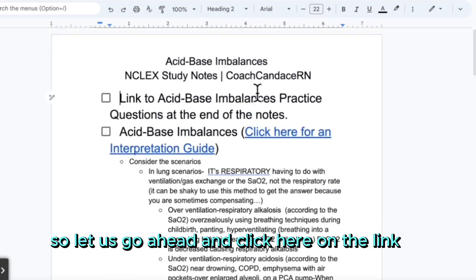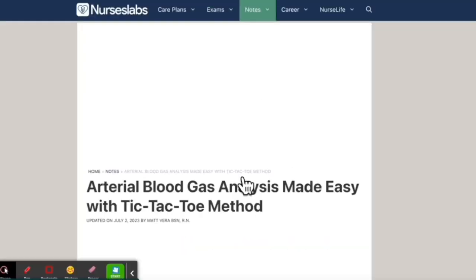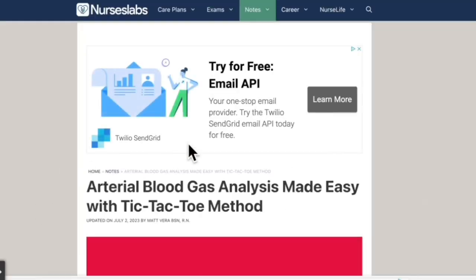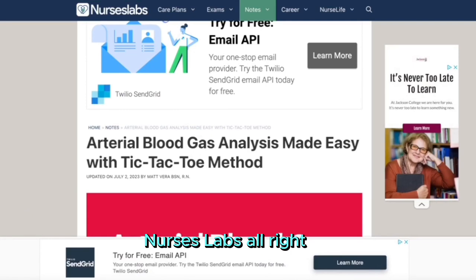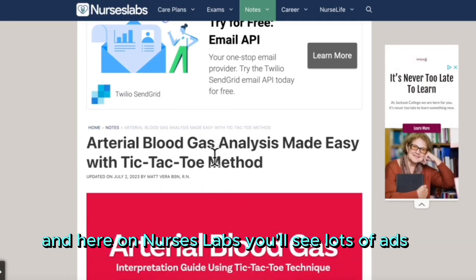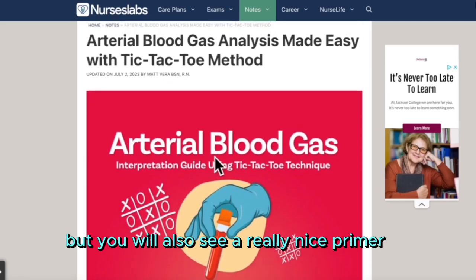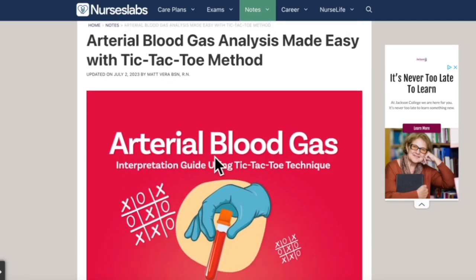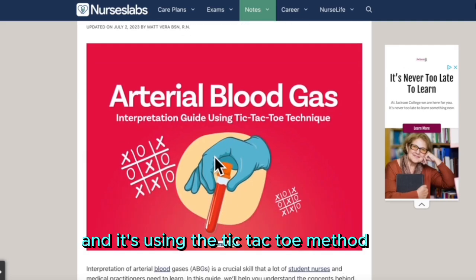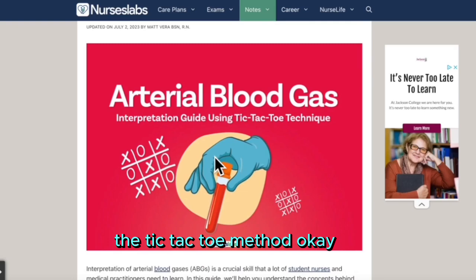All right, so let us go ahead and click here on the link. It will then take you out to Nurses Labs. Here on Nurses Labs you'll see lots of ads, but you will also see a really nice primer on arterial blood gases, and it's using the tic-tac-toe method. So that's where we're going to focus today, on the tic-tac-toe method.